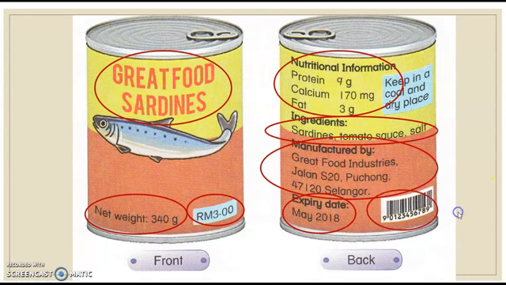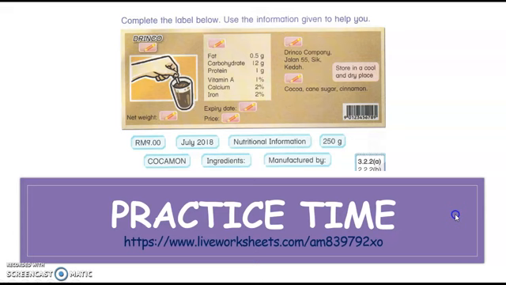And finally, there will be a bar of serial number where they can trace the product. Alright, remember, at the back of your tin food, you can always see nutritional information, ingredients, the manufacturer, expiry date, and the serial number. Next, go back to your textbook.